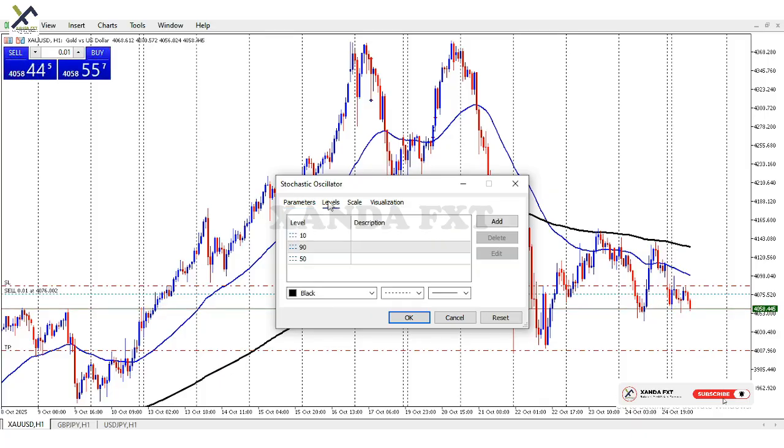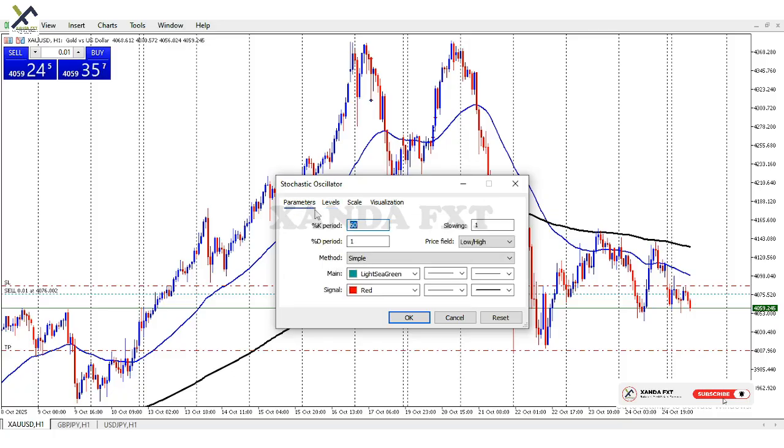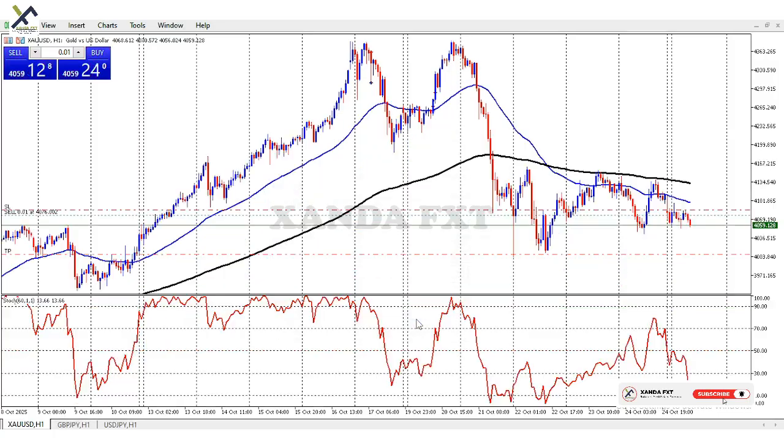Now, once we are done with that, you go to the levels. On this level section, we are going to be making use of 5 levels. Just like you see, we have 3 already. Now, we are going to be adding 2 extra levels. Now, we have 70, 30. So these are the levels that we are going to be making use of. You can choose any color depending on your choice. I prefer leaving the levels at black. Once these 5 levels are all set and your parameters are set to 6011, you click OK. You are good to go.